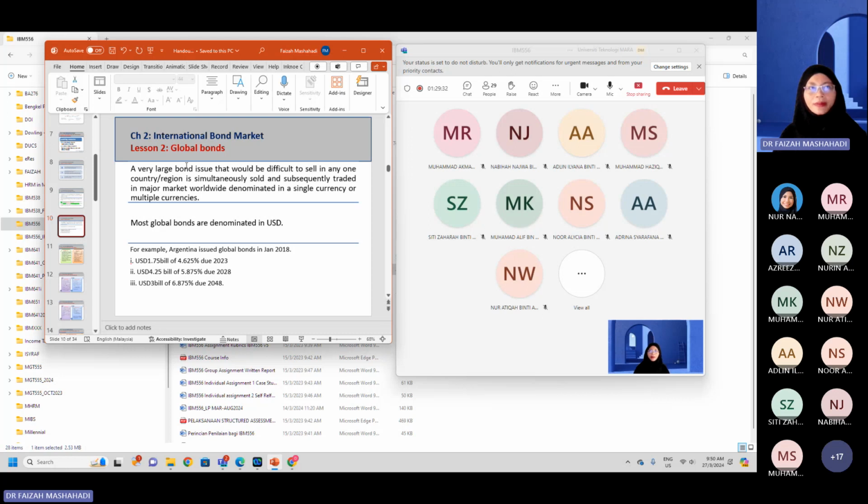There are 3 types of bonds we have discussed. The first one is international bond. The second one is Euro bond. And the third one is global bonds. Any question? No questions, madam. Alright, okay.